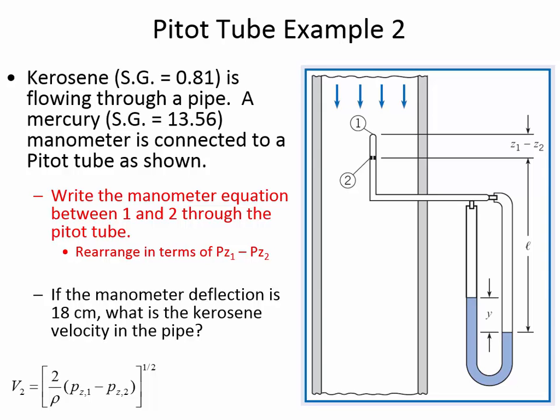I'll pause the recording and give you some time to rearrange the hydrostatic equation to find out what's going on with the manometer and then solve for V2. That's really what we're trying to find out: what's the velocity of the liquid going through the pipe if Y, the deflection, is 18 centimeters? Then how quickly is that kerosene moving?